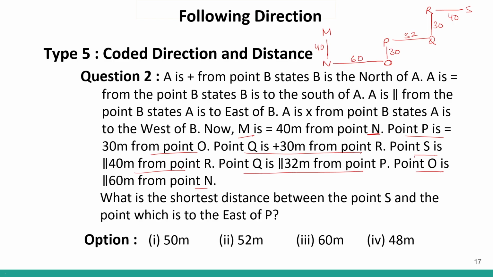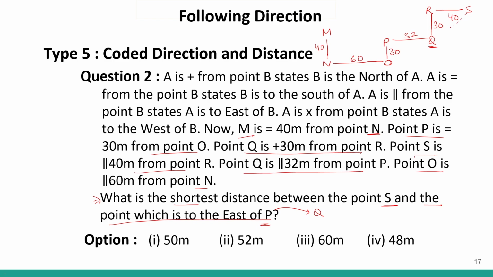Now based on this diagram, the question is, what is the shortest distance between the point S and the point which is to the east of P? So the point which is to the east of P is Q. So we have to find the shortest distance between S and Q.